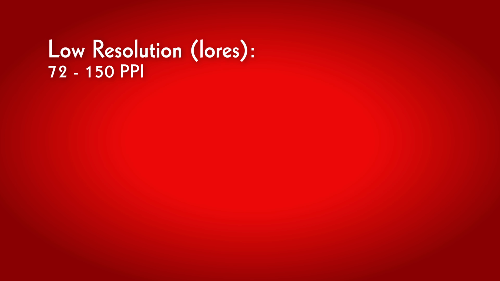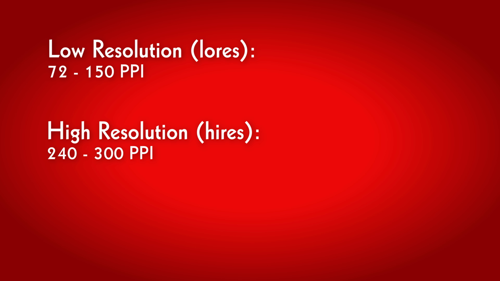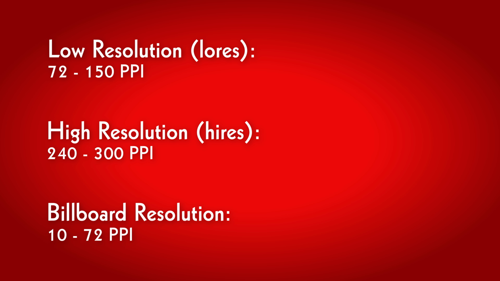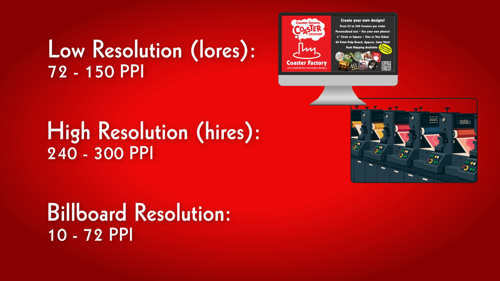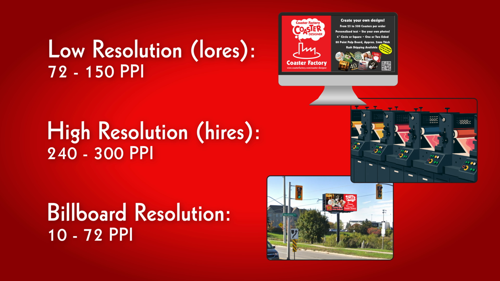The range between 72 to 150 ppi is low resolution, also known as low res. High resolution is referred to as high res. This falls between 240 and 300 ppi. Resolutions below 72 ppi are considered low res even for digital media like web or LCD LED displays. Such low resolutions are typically used for very large and very distant print and digital media, like roadside billboards, where the larger the medium and/or farther away the viewer, the lower the necessary resolution.